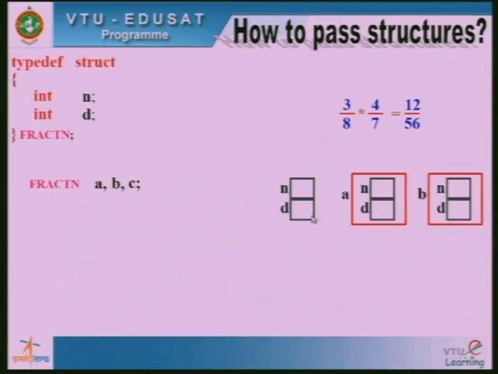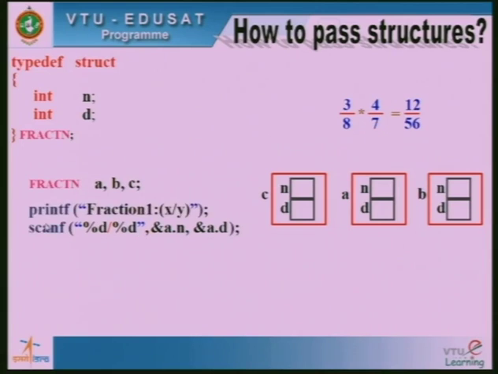So this entire block can be accessed by the common name C. Now tell me how to read the data into this. &a.n and &a.d. So I have to use format specifiers %d and %d. So here I write scanf. Before that we write printf fraction 1 x/y.